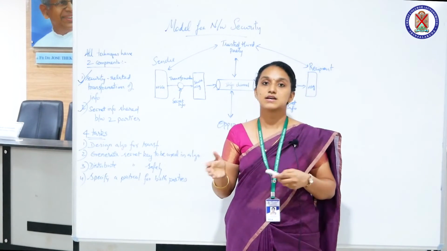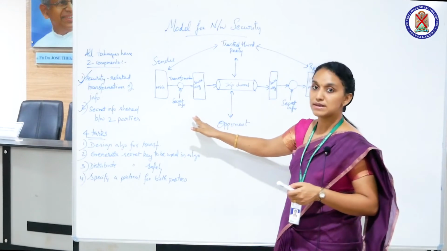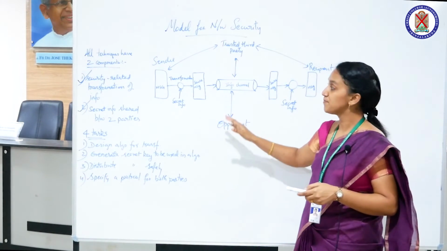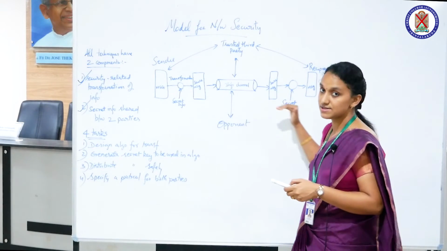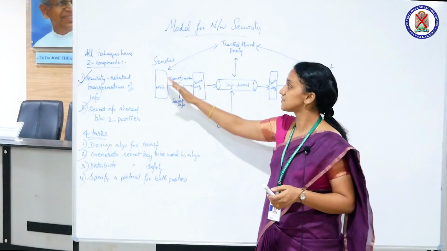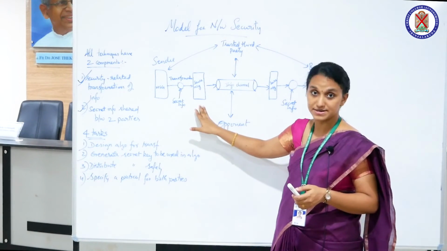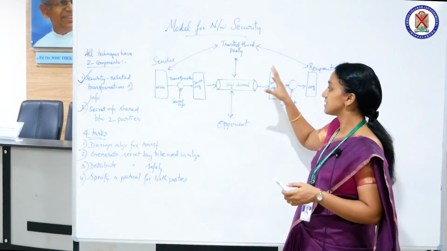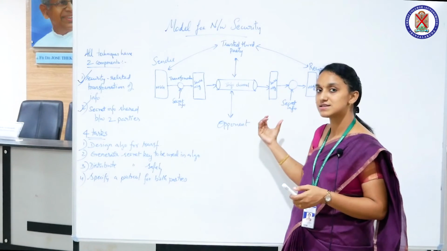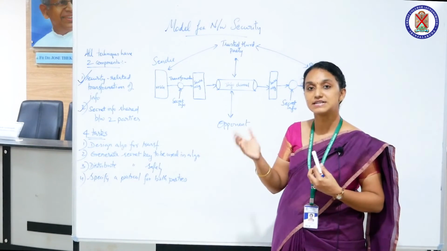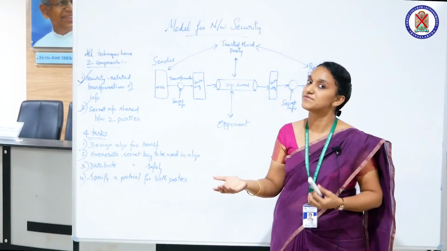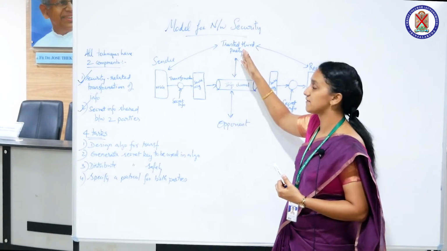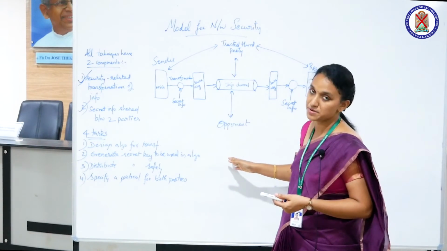So let me just conclude. This is the main model for network security. Here we have the sender side and the recipient side. The message from the sender side is encrypted and sent over the information channel, and the encrypted form is received at the receiver end. The receiver then decrypts the data to retrieve the message. In between you have the trusted third party and the opponent.